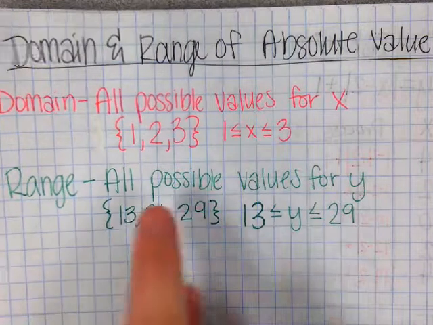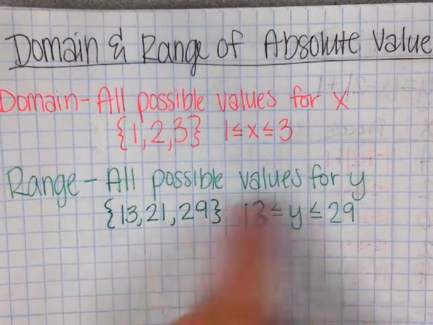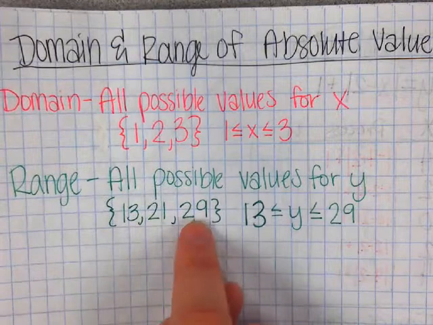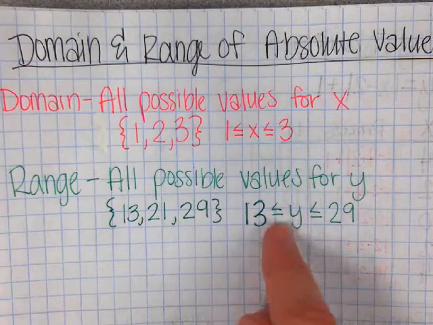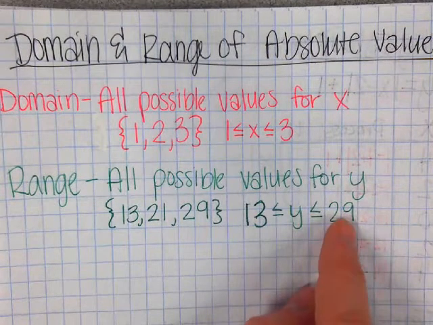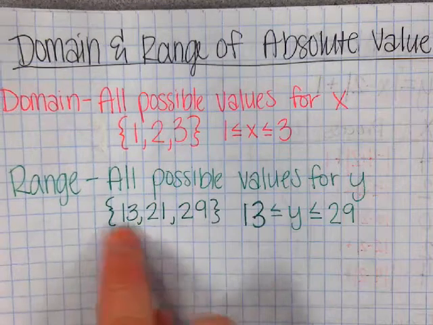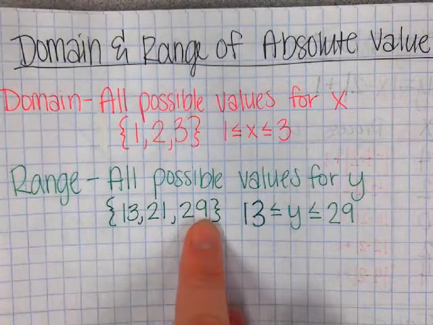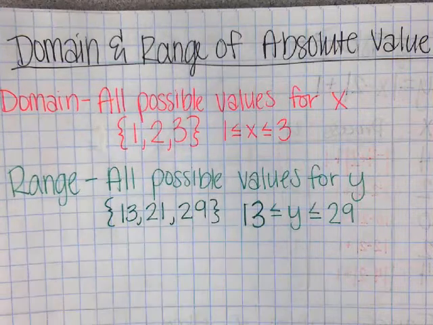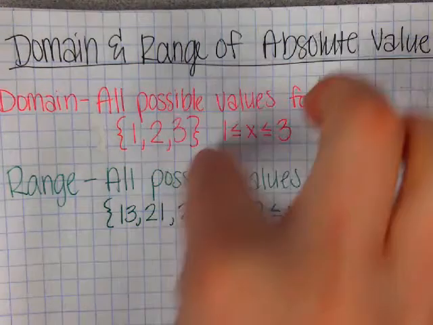Range is all possible values for y. So 13, 21, 29. So 13 is less than or equal to y, which is less than or equal to 29. Again, these two numbers only work if that truly is the smallest and the largest number for range. So we're going to do it for absolute value. So that's just a review.